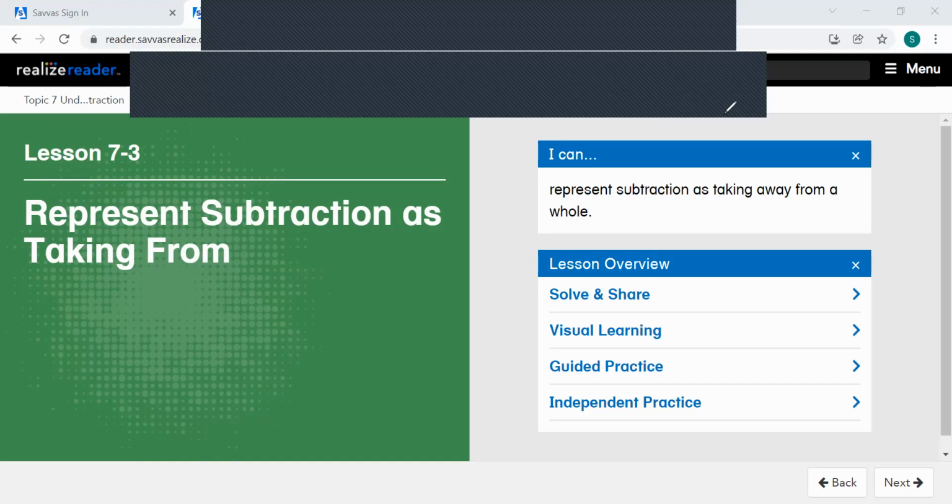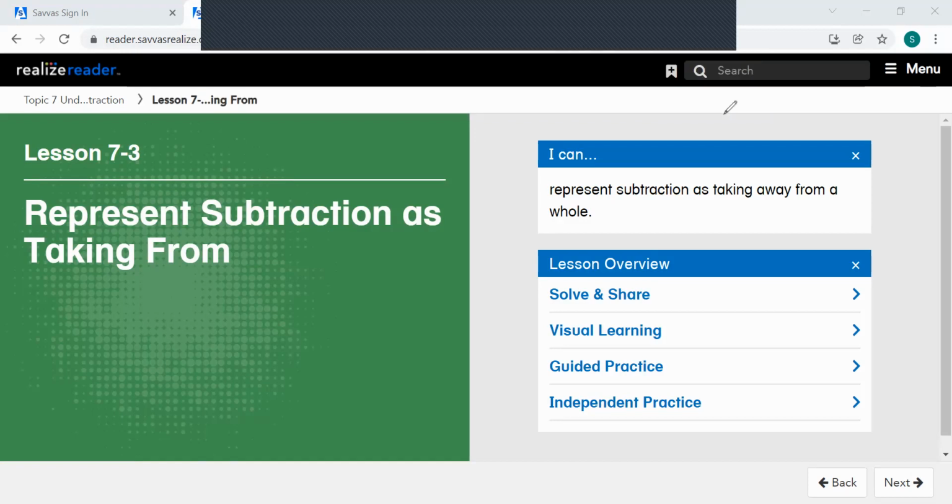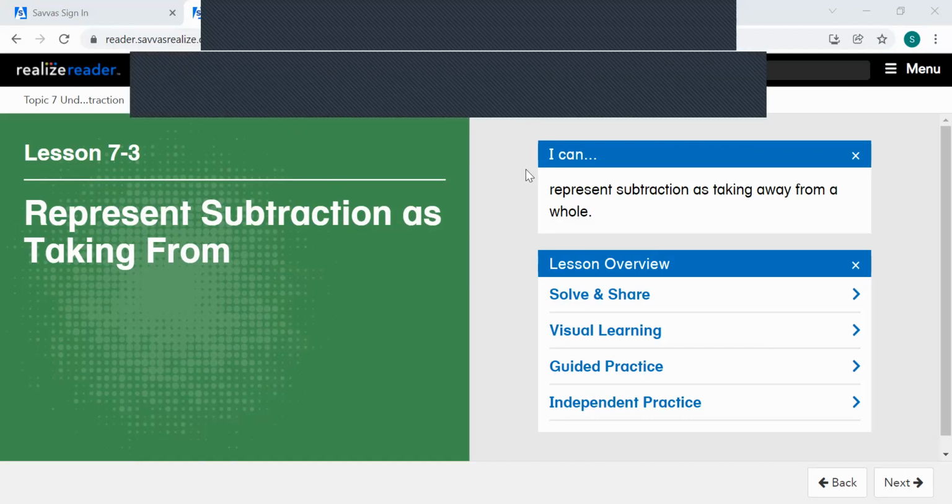We are on lesson 7-3. Represent subtraction as taking from. Let's look at our worksheet.